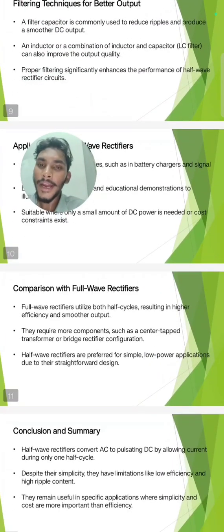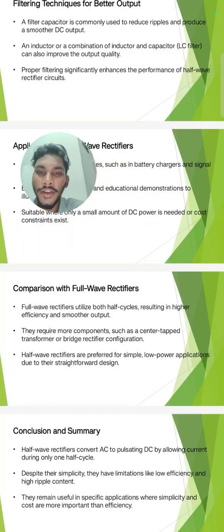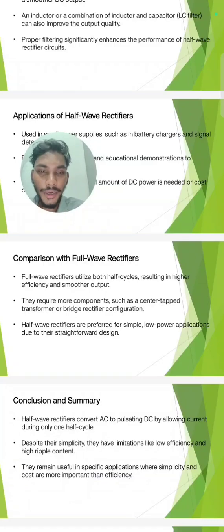When we compare to a full wave rectifier, which utilizes both half cycles, the half wave rectifier utilizes only half of the cycle, the positive half cycle, as we know. This results in higher efficiency and smoother output in the full wave rectifier, but the half wave rectifier produces high ripples. We don't get that much efficiency. The output of the half wave rectifier is not good compared to full wave rectifiers. So half wave rectifiers are preferred for simple low power applications due to their straightforward design.